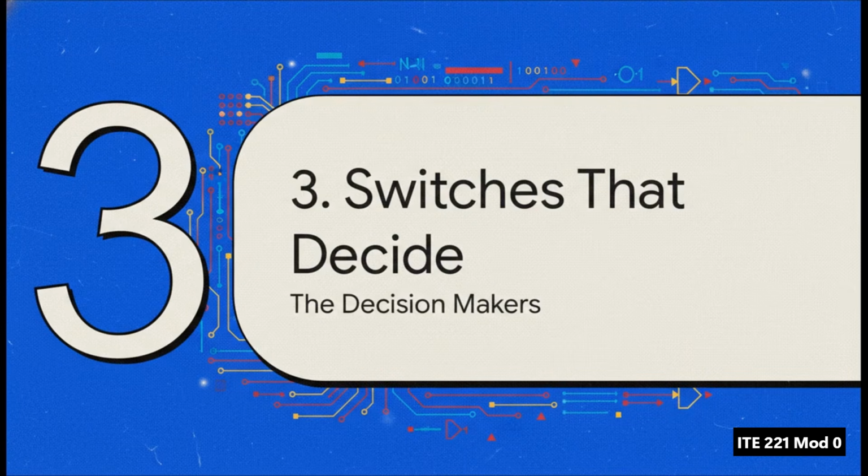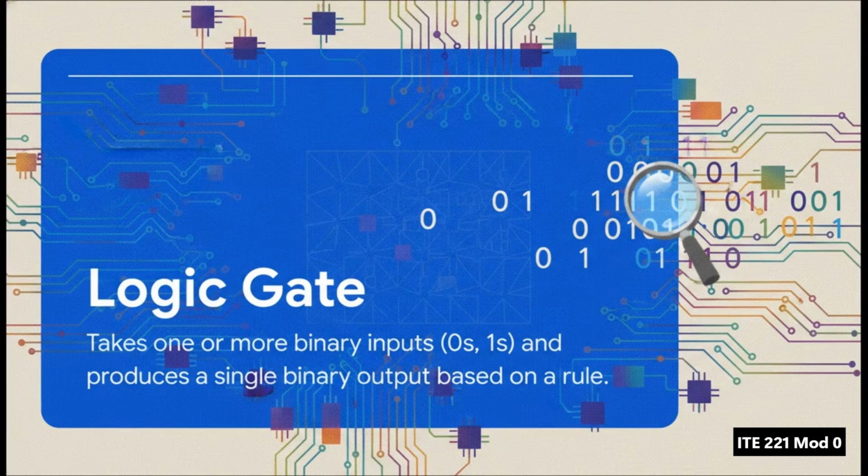So, okay, we have billions of tiny switches that can say 0 or 1. Great, but how does that become useful? How do you get them to actually do something? How do you teach them to make a decision? The trick is to arrange these transistors into little teams called logic gates. These are like the first level decision makers. They take in one or more of our zeros and ones, they apply a very simple rule, and then they spit out a single new 0 or 1 as the answer.